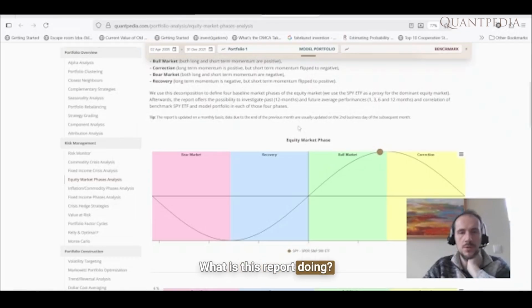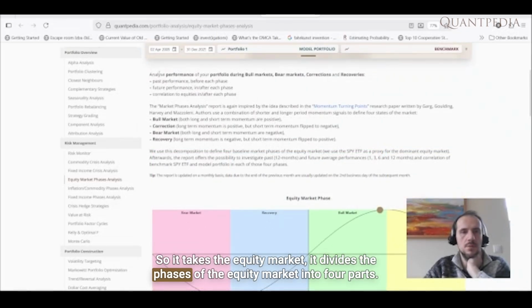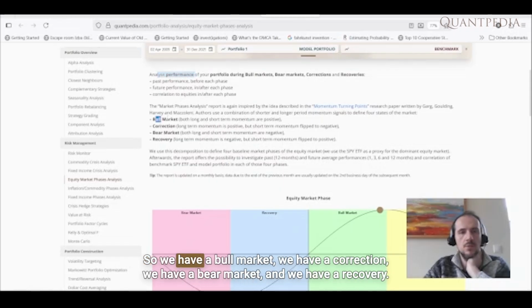What is this report doing? It takes the equity market and divides the phases of the equity market into 4 parts. We have a bull market, we have a correction, we have a bear market, and we have a recovery.